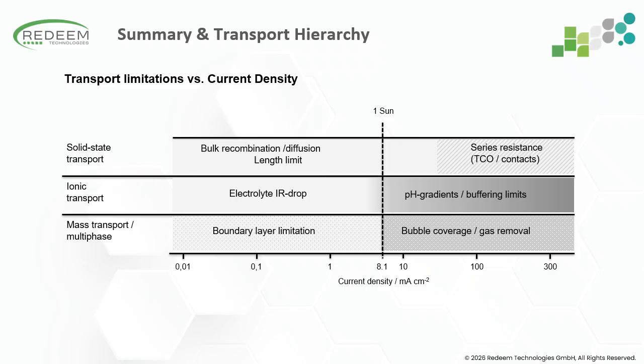So the dashed line here marks approximately 1 sun operation, corresponding to about 8 milliamps per square centimeter for an ideal PEC device. And around this point, almost all transport processes begin to interact, but as we move forward towards industrially relevant current densities like 50, 100, or even several hundred milliamps per square centimeter, transport engineering becomes just as important as the photoelectrode material itself.